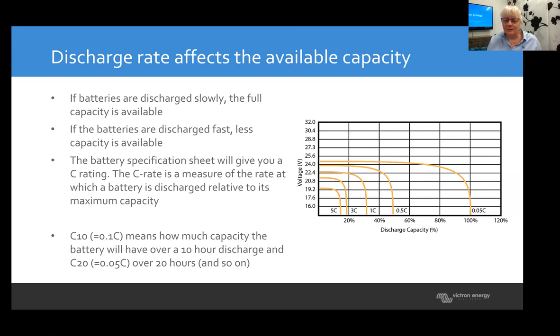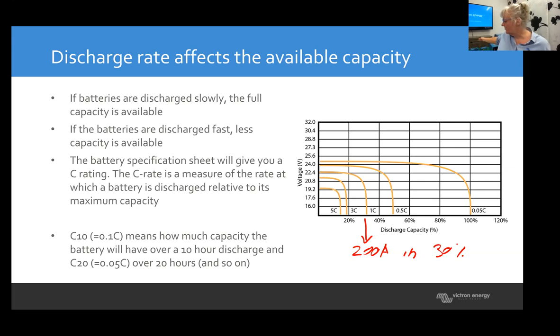So this is that whole thing. If you discharge a battery slowly, you get a lot of capacity. If you discharge it really fast, so if you discharge it at 1C, in other words, I take 200 amps out of there in 1 hour, then I only have about 30% of battery capacity.